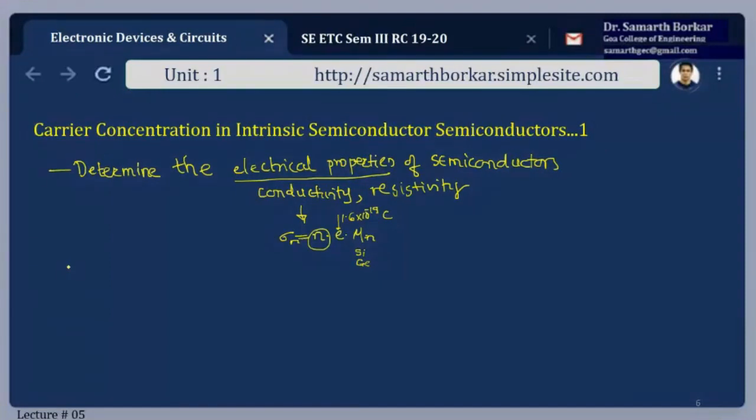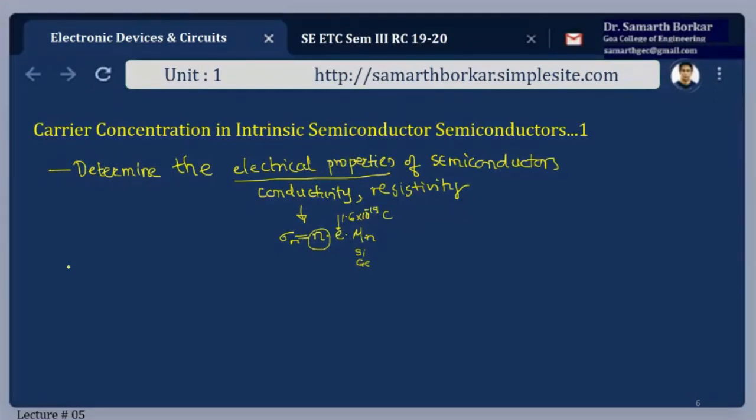Again, why is this concept important? When you go to higher semesters, you might appear for the GATE exams. And for GATE exams, this topic, carrier concentration in intrinsic semiconductors, is asked all the time. If you are not aware of these charge carriers, then we cannot find the electrical property. It is as simple as that.